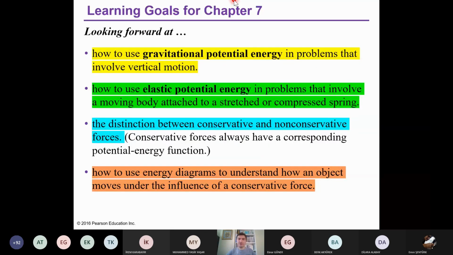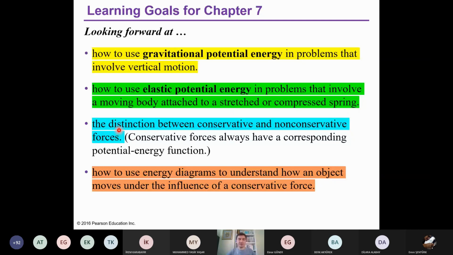We will learn how to use gravitational potential energy in problems that involve vertical motion. And we will also learn how to use elastic potential energy in problems that involve a moving body attached to a stretched or compressed spring. So we will do many examples with springs.